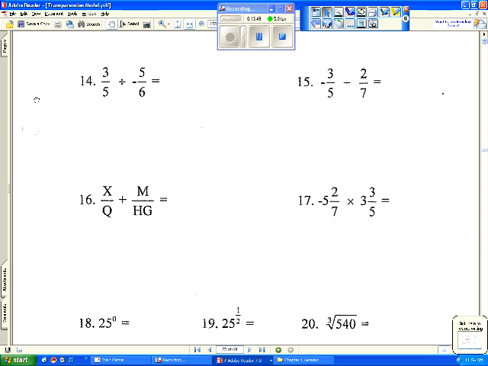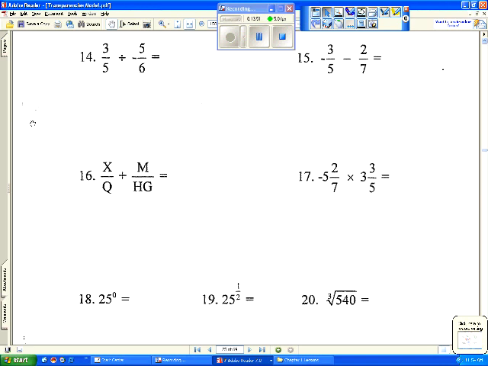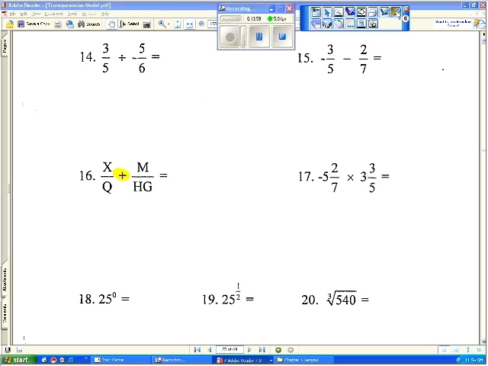Number 16. Number 16 is just like number 15, isn't it? To add or subtract, what has to be true? The names have to be the same. With fractions, do we put in simplest form? No. We have to find a common denominator. You don't put in simplest form, you find a common denominator. Now, if it didn't have denominators, it was just x plus m, we'd put in simplest form, but it has denominators, so we have to find a common denominator.